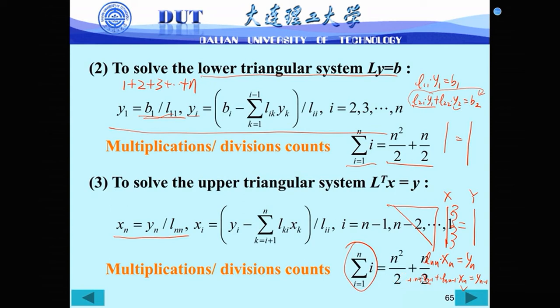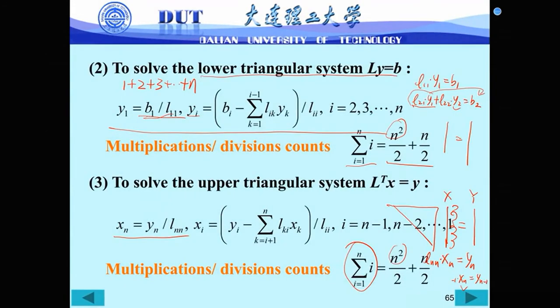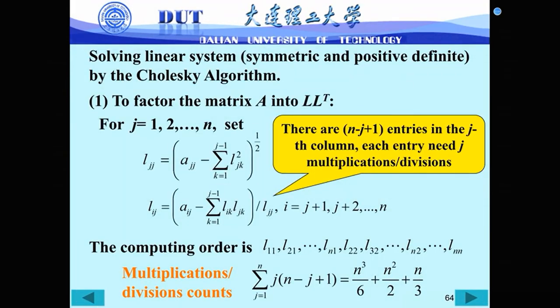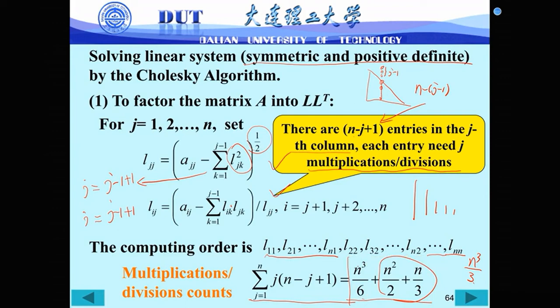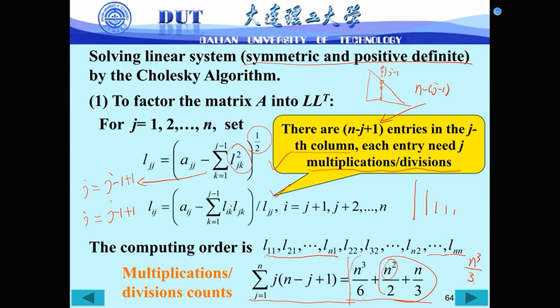Okay, now we can obtain the total cost by using the Cholesky algorithm: factor L, and solve the two triangular systems. The total cost here is n cubed over 6. Also there is an n squared term, but n squared and n squared, so you don't change the cubic term, right? You don't change the cubic term.